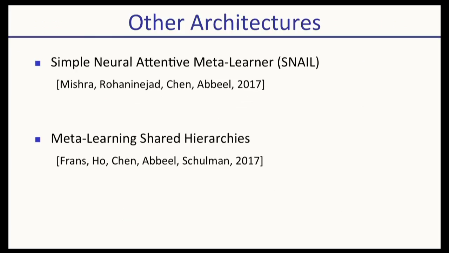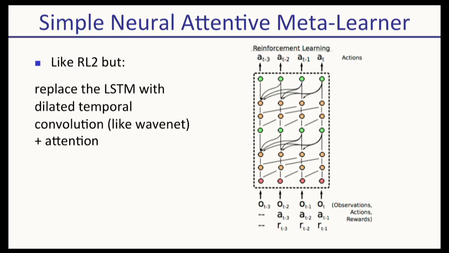There are other architectures you can choose. And these are definitely not the last ones either. But let me tell a little bit about a few variants here that are outperforming the ones we already saw. The simple neural attentive meta-learner looks just like RL squared in some sense, but instead of having an LSTM, it has a combination of a WaveNet, that is a dilated temporal convolution, and attention.